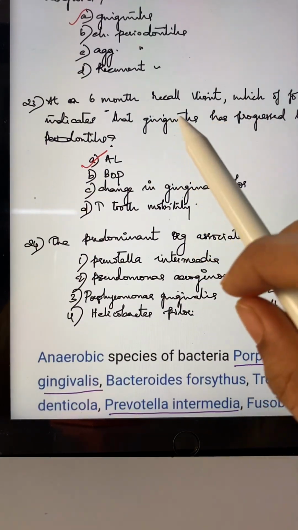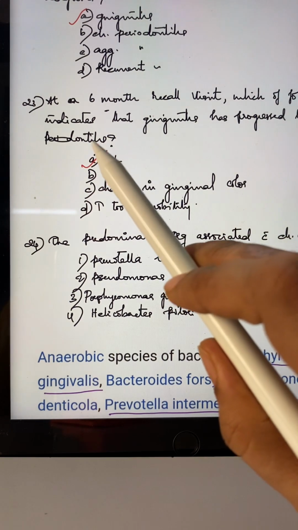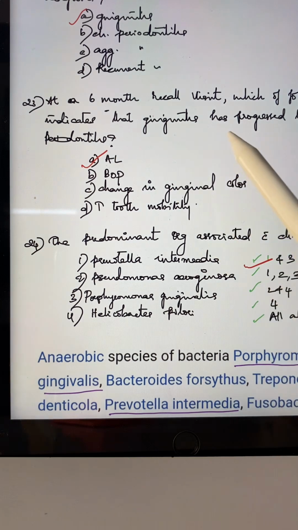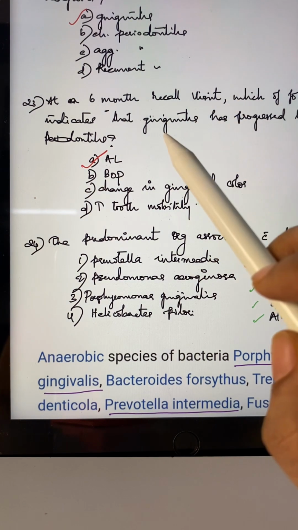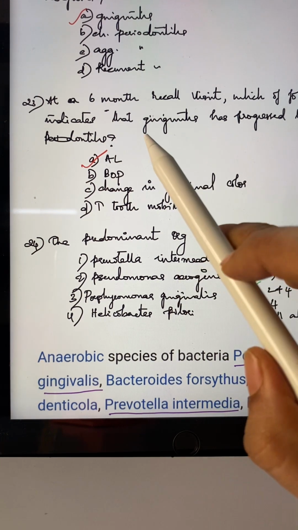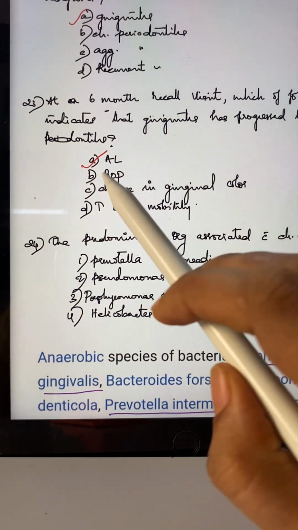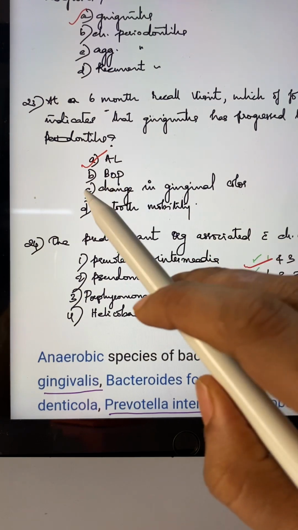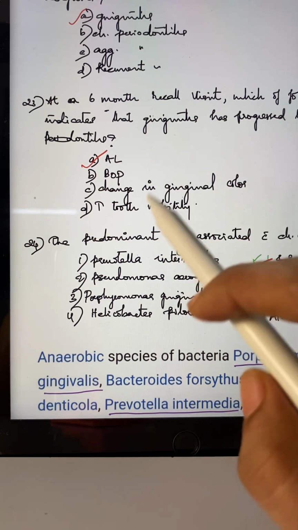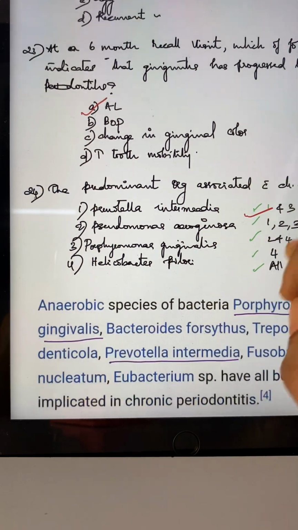And at a 6 month recall visit, which of the following indicates that gingivitis has progressed to periodontitis? How will we come to know that the gingivitis has progressed to periodontitis after the 6-month recall visit? It is based on the attachment loss. We cannot identify that just by seeing the bleeding on probing, or any change in the gingival color or the tooth mobility. We can see the attachment loss, whether it has improved or not.